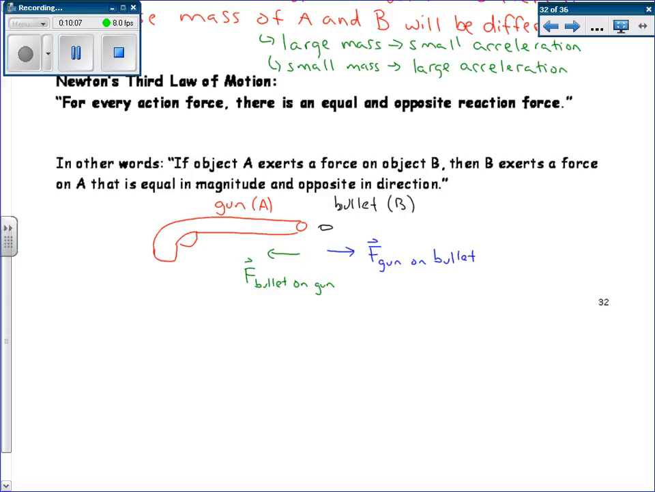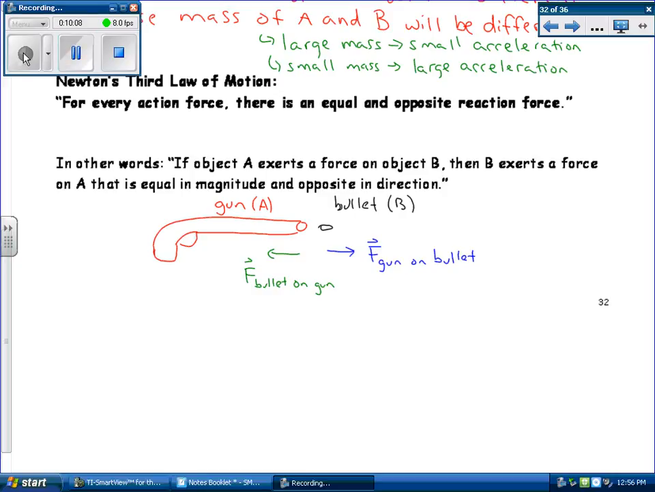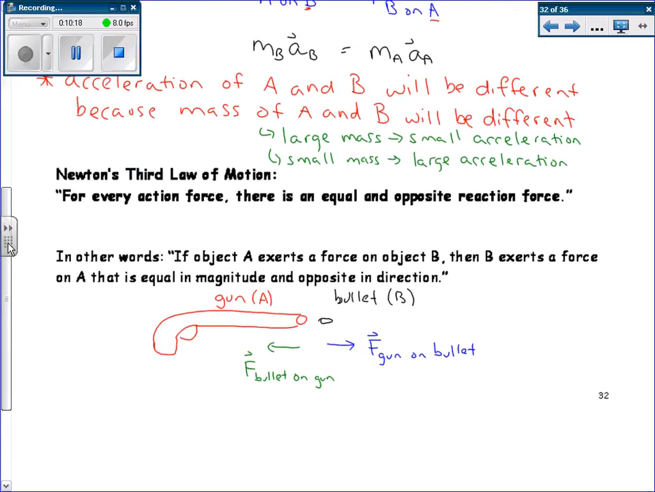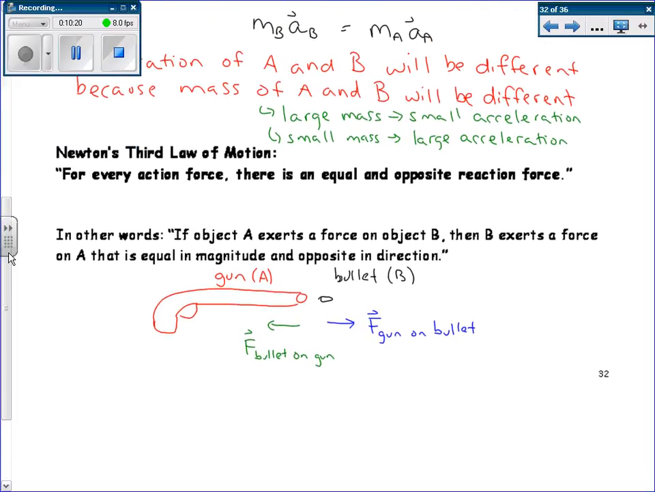Okay, so these forces are the same. But there's a significant difference between the mass of the gun and the mass of the bullet. So we're going to write this way, with the masses in here. The mass of the gun is pretty big, so the acceleration of the gun is pretty small.